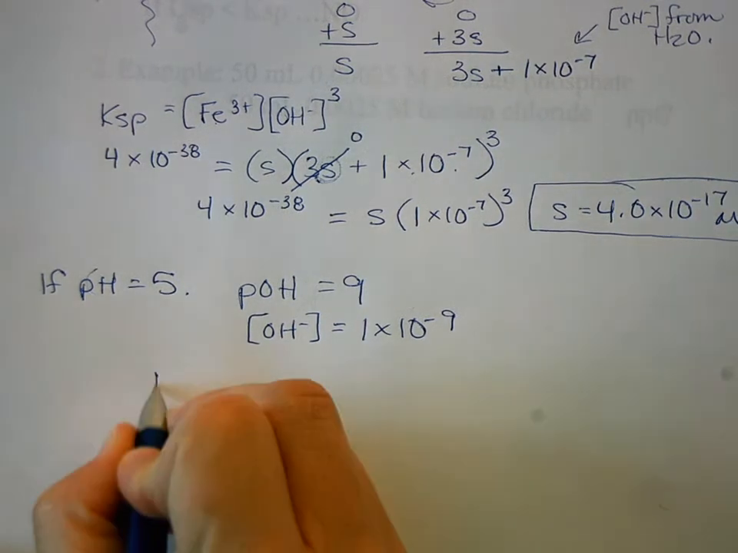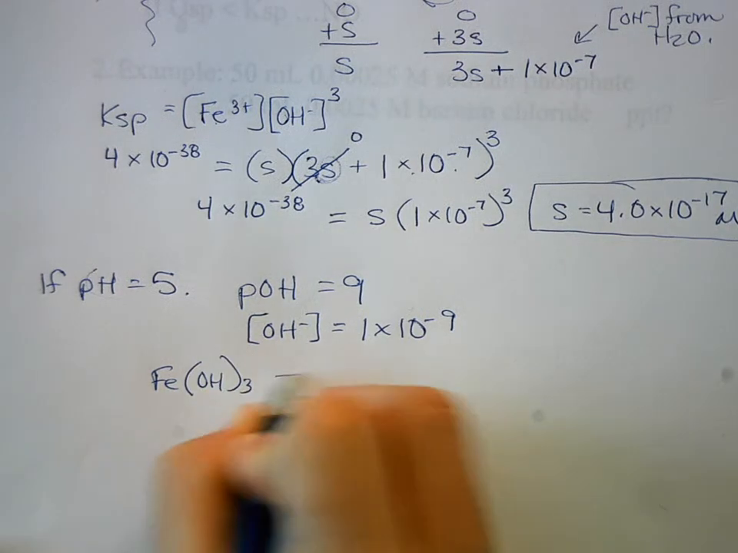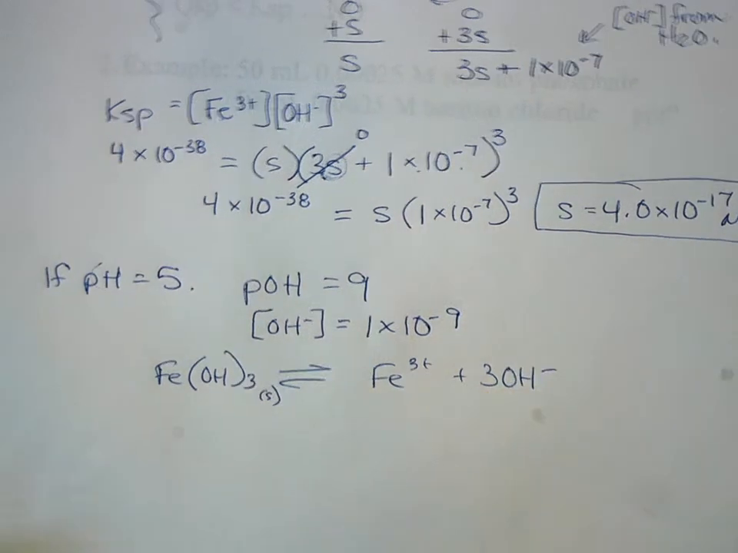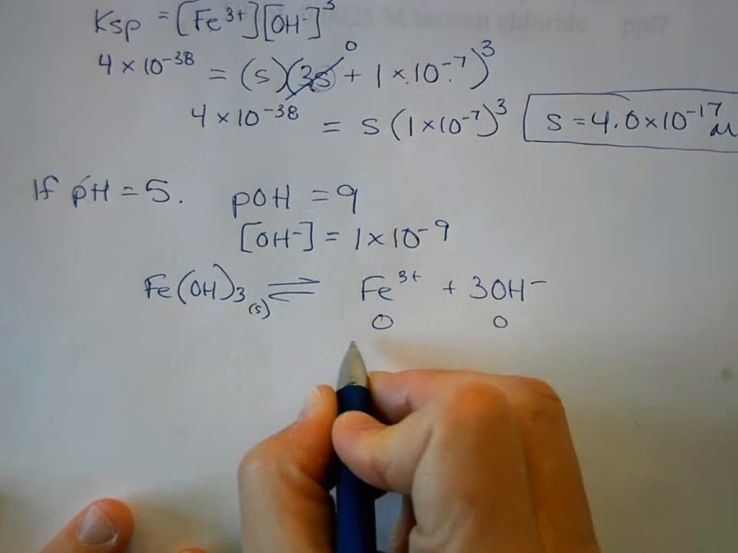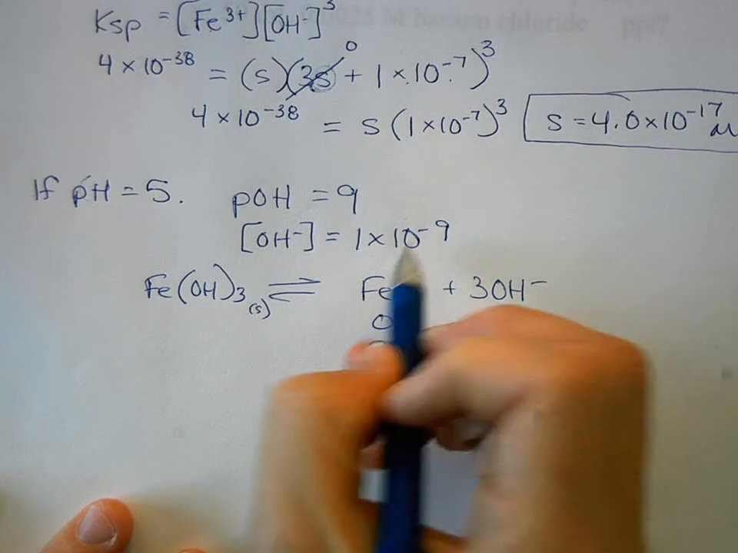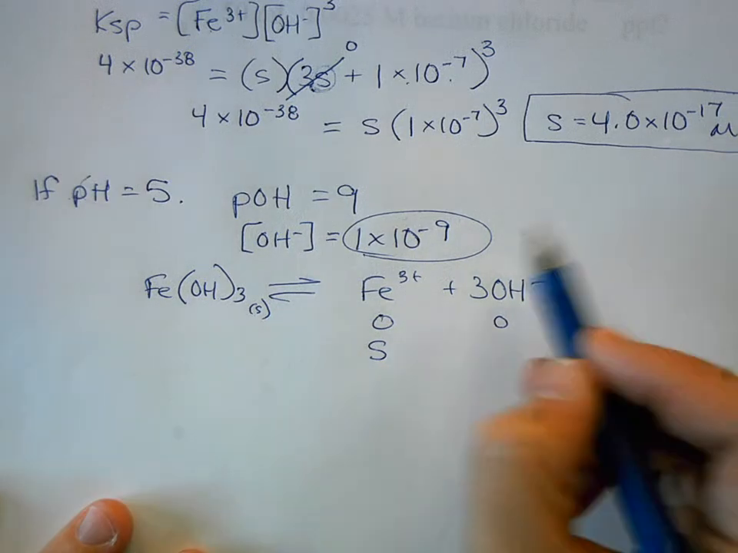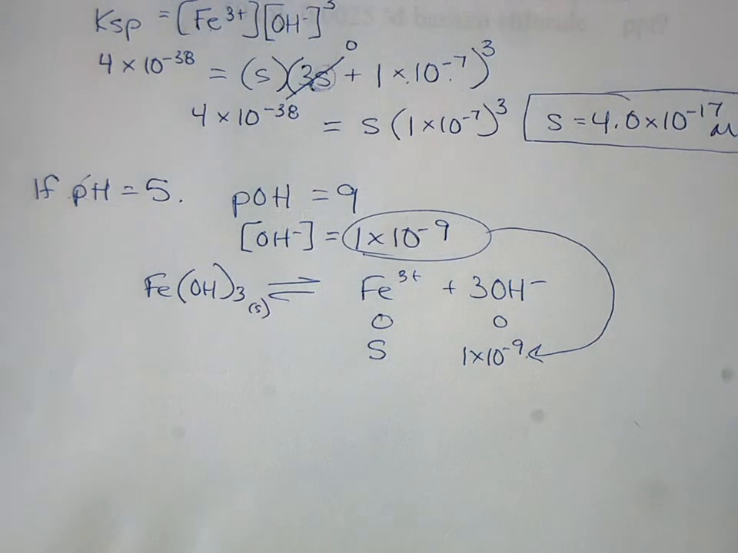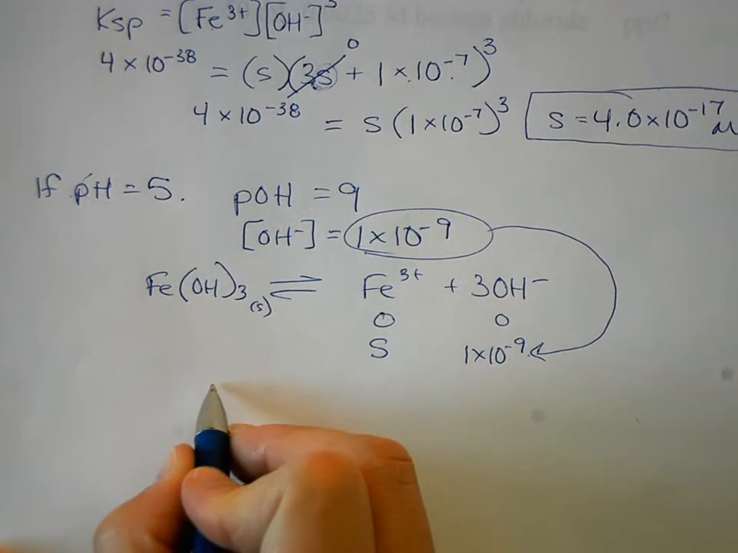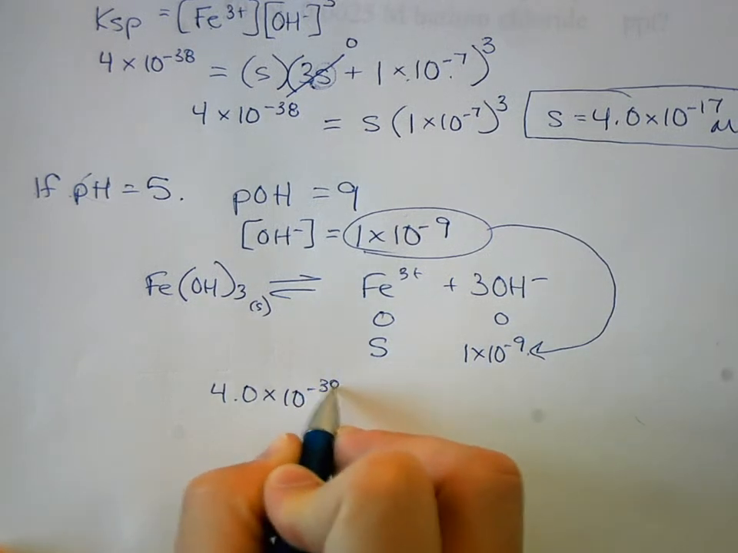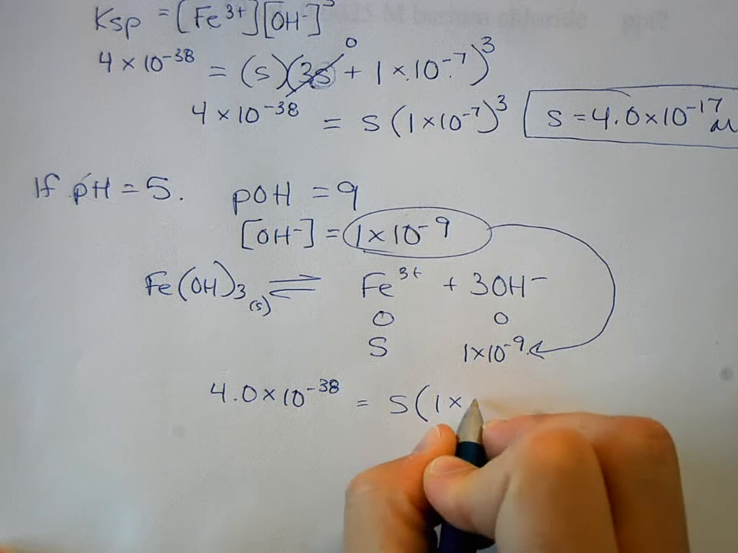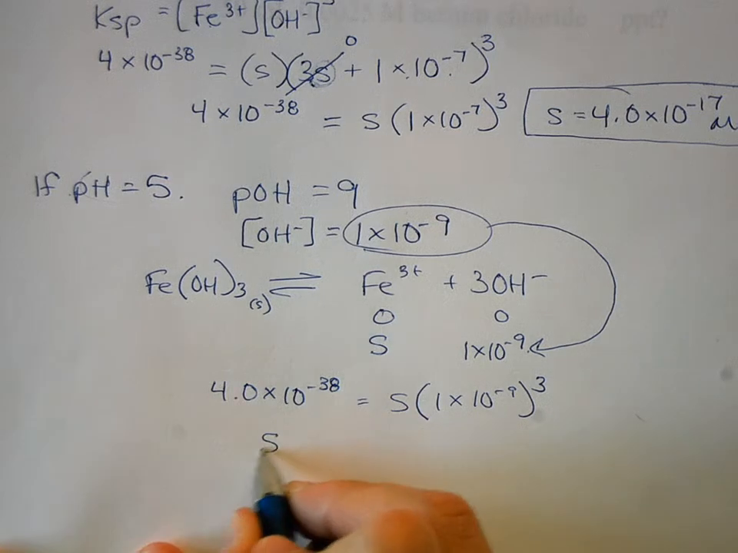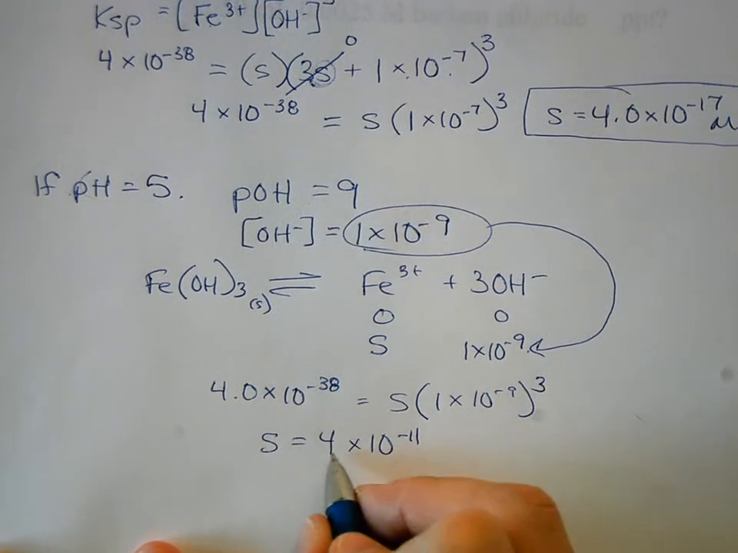Then, if I'm looking at the same problem, I would have my iron, my hydroxide, 0, 0, S, and then I would take my hydroxide ion concentration based on the pH value and plug that in, 1 times 10 to the negative 9. So then that changes my setup a little bit. I would use my Ksp, which is 4 times 10 to the negative 38, equals S times 1 times 10 to the negative 9, that gets cubed. And then you can solve for S, which would give you 4 times 10 to the negative 11, 4.0.